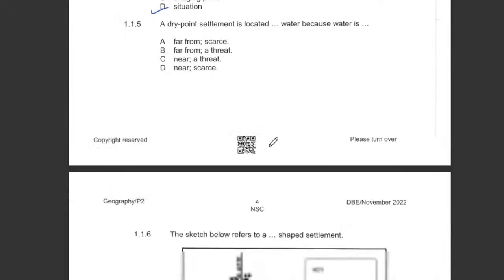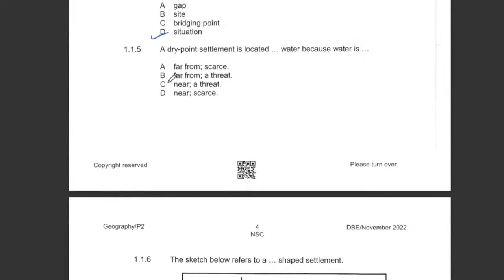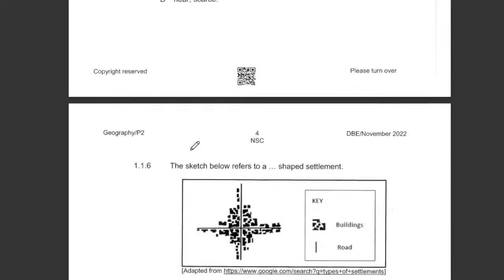the best option. Okay. A dry point settlement is located far away from the water source because water is scarce. No. Far away, far from water because water is a threat. I'm looking at that to be our best option, because it's not near water. So the two near water, I look at them as not the right options.